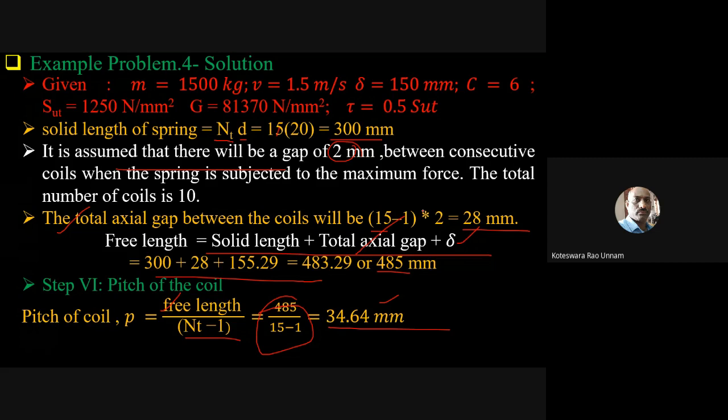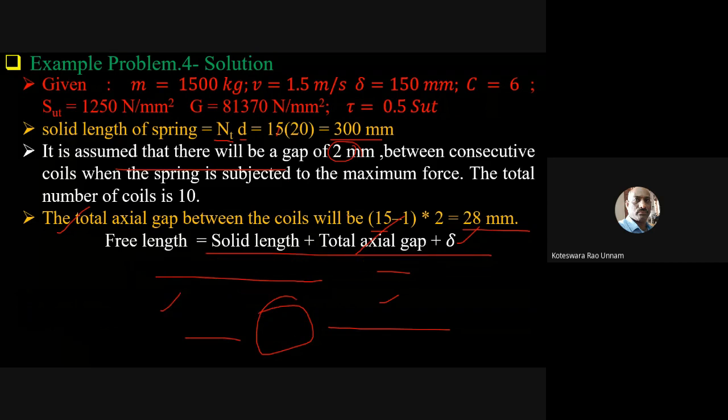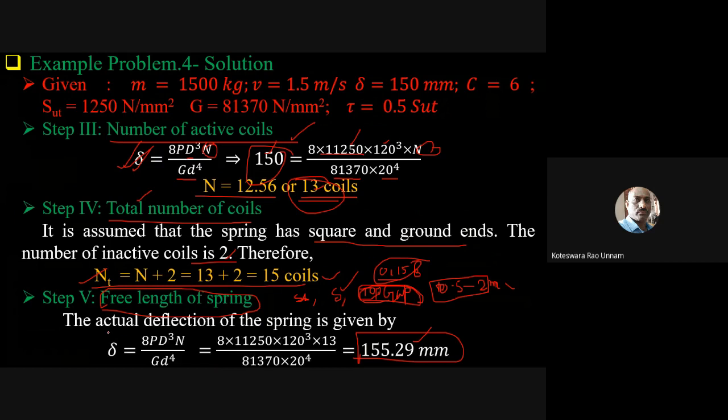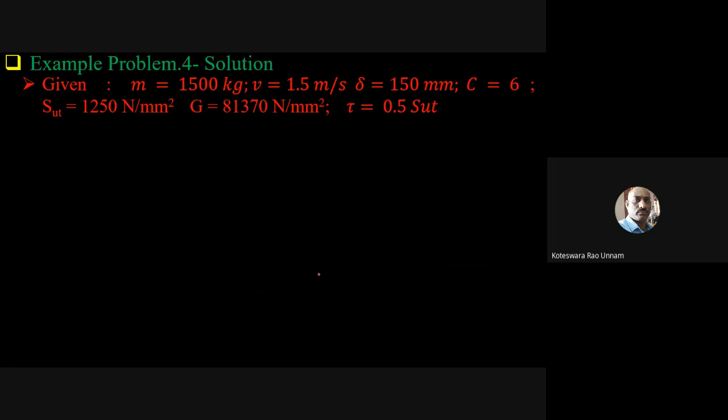Now once you have done all these things, the next step is to find the required spring rate and the actual spring rate. The actual spring rate you will get from the delta formula. Whatever delta we computed here is the actual deflection, 155, but whatever delta he has given is the requirement. If you use this delta, you will get the required spring rate. If you use the other delta, you will get the actual spring rate. So those are the two formulas you need to use.